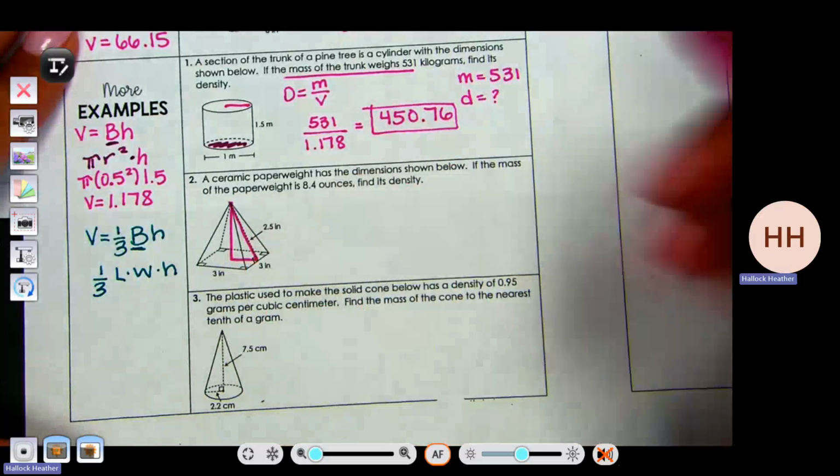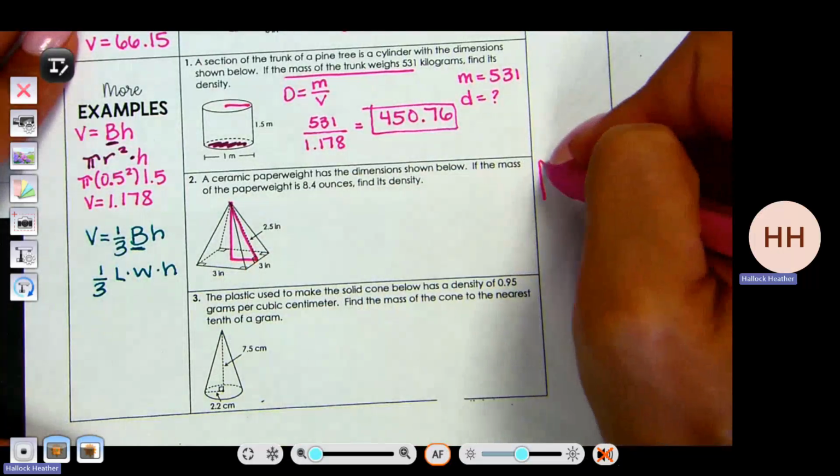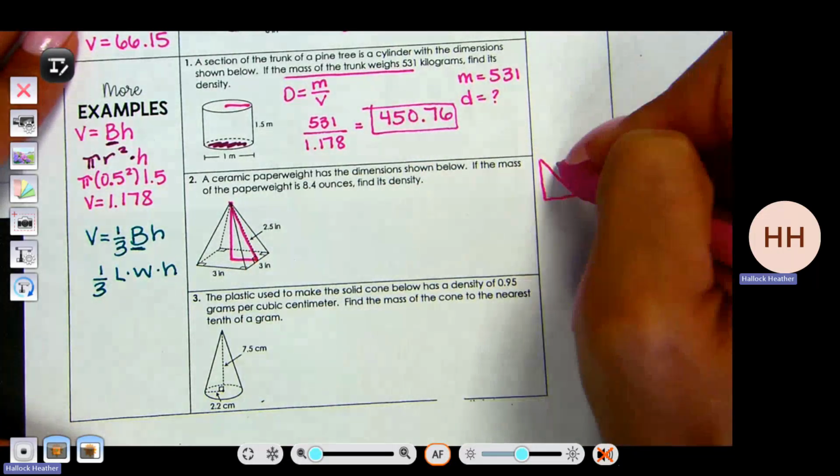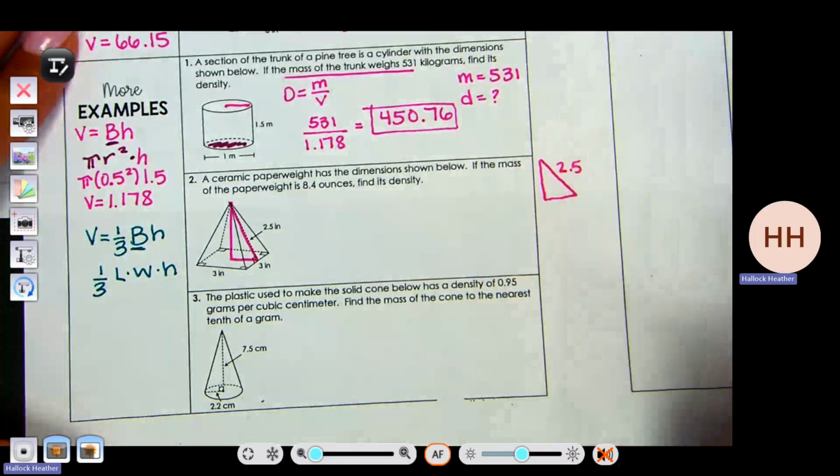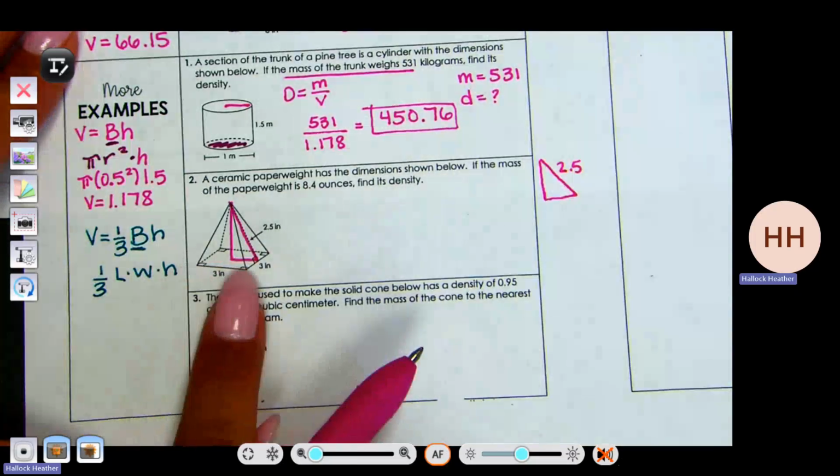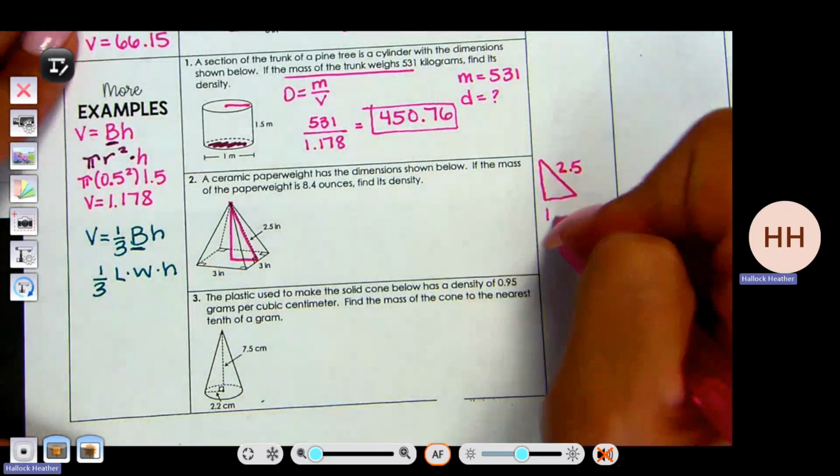So what I want you to do is we're going to draw a little triangle. We could do it over here because we got space. Okay. You have 2.5 is the C. That's your hypotenuse. What's going to be the base of the triangle? It is not 3. 1.5.